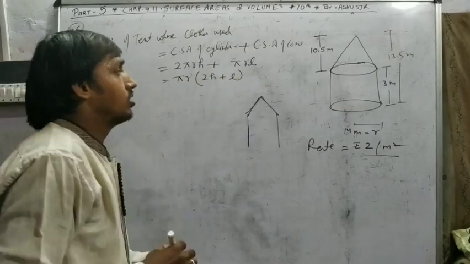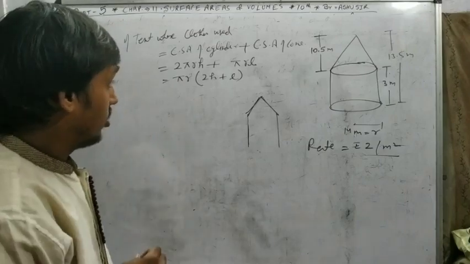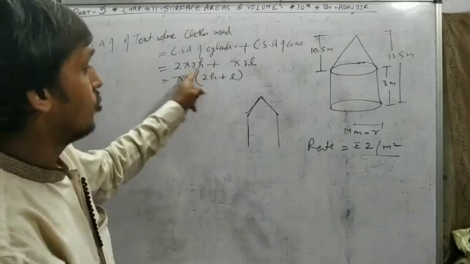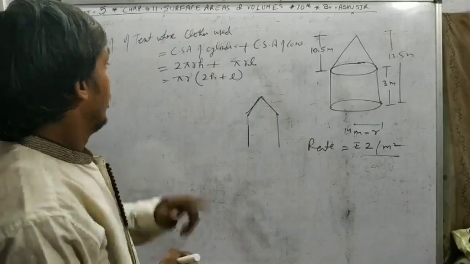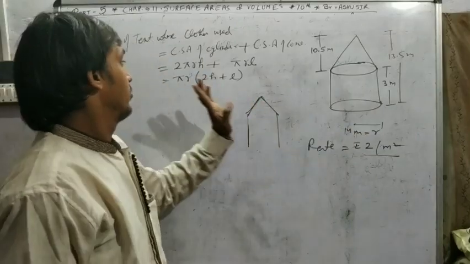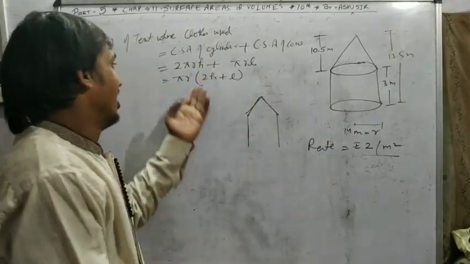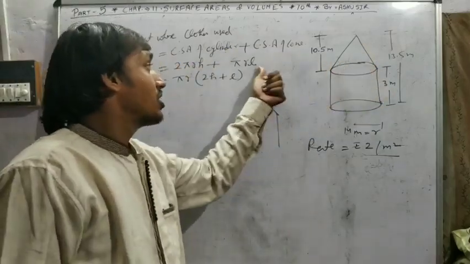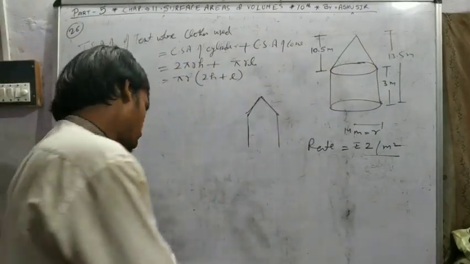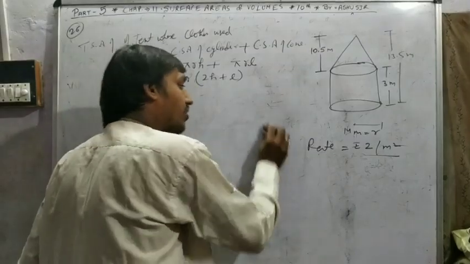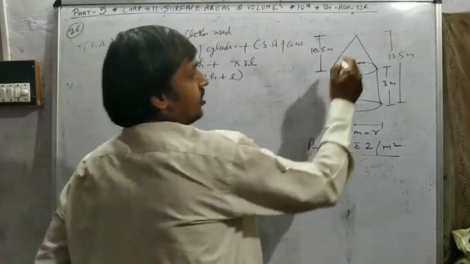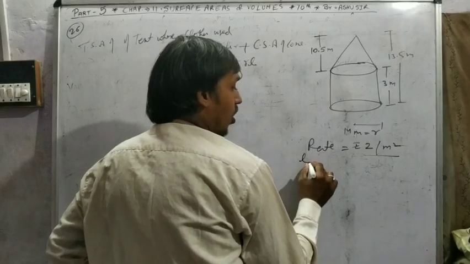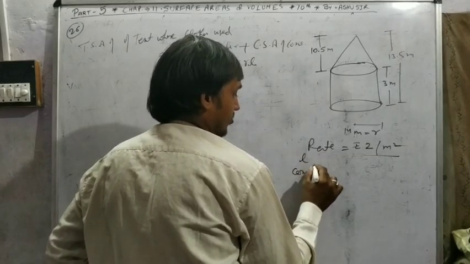Taking pi r common. We know the value of r is 14. We know the value of pi is 22/7. h, the height of the cylinder, is 3. But what is the value of l? We don't know. So first we find the value of l, the slant height of the cone.